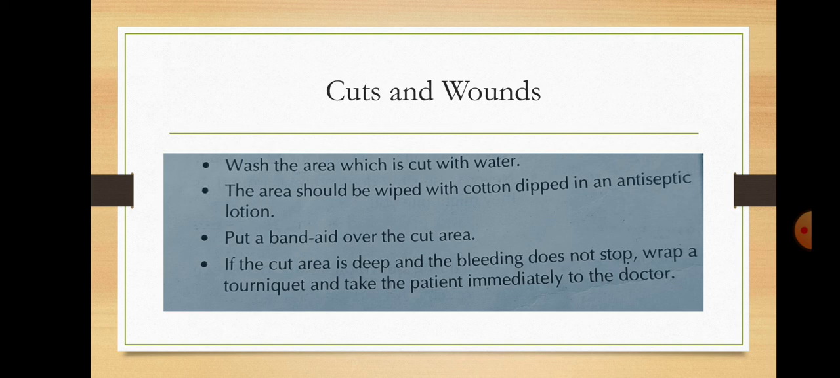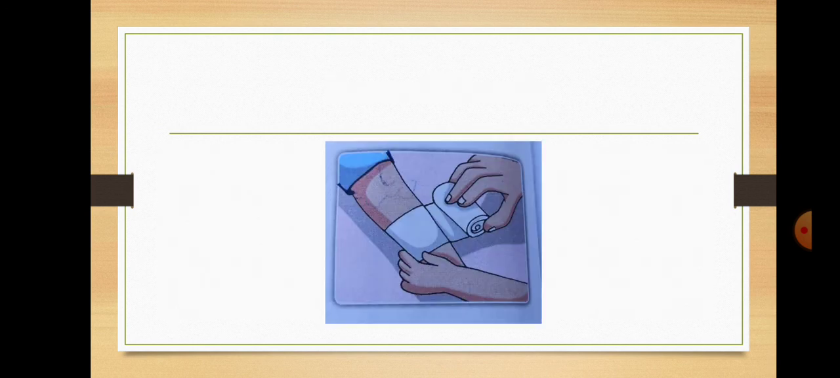If the cut is deep and the bleeding is not stopping, then what do we need to do? We'll apply a tourniquet or a hard bandage over there, and we'll immediately go to the doctor, because it might lead to some other consequences as well. Here we can see that the patient has a cut or wound on his arm, and a bandage or a strip, the tourniquet, is being applied over that particular area.